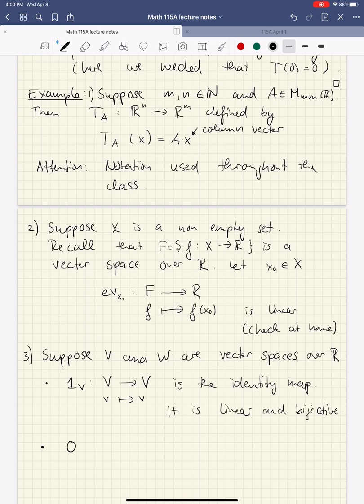Secondly, we also have this map, the zero map from V to W. The first one will indicate the domain, the second will indicate the codomain. And what it does is it just sends everything to zero. The zero map. And this is also linear.